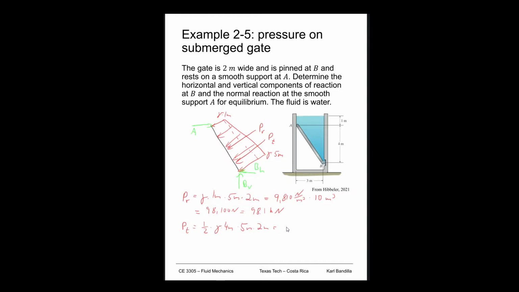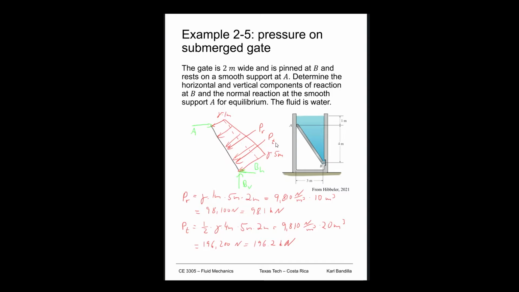So what do we get? We get, of course, again, 9,810 newtons per cubic meter. And then we get 4 times 5 is 20, times 2 is 40, divided by 2 is 20. So we get that times 20 meters cubed. And that is then 196,200 newtons, or 196.2 kilonewtons. All right, so now we have our PR and PT.